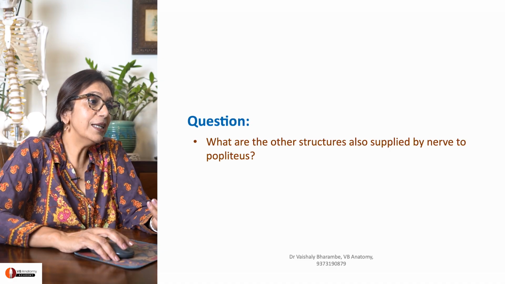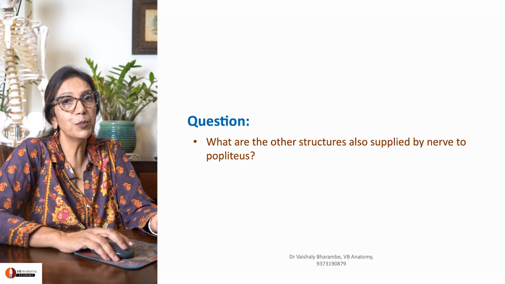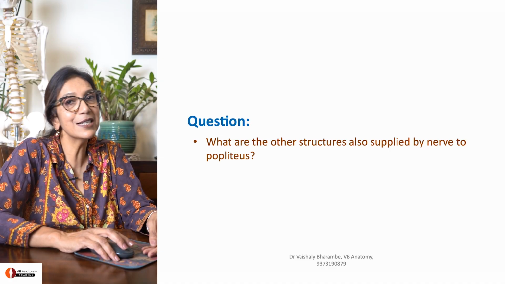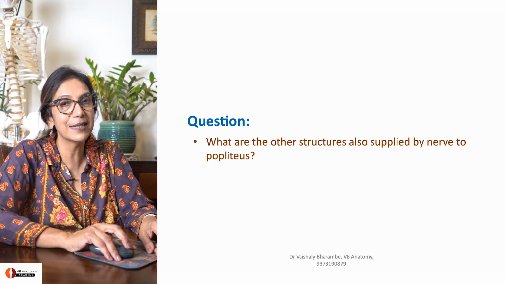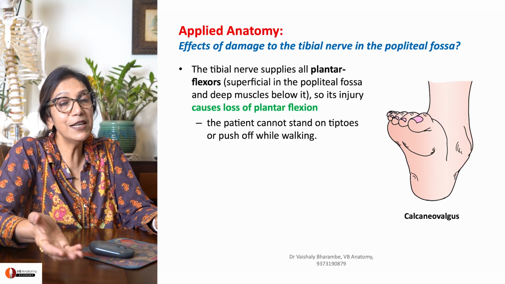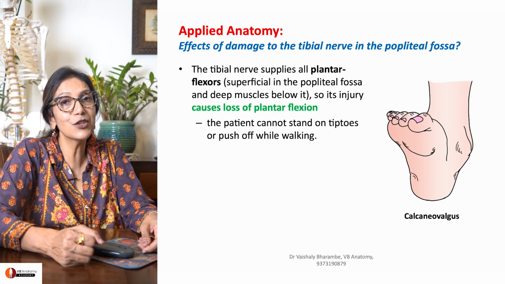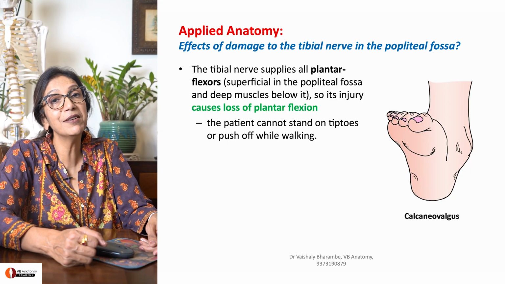Right. So what are the other structures supplied by nerve to popliteus? It's a question asked sometimes to a well-performing student. Explore, find out the answer. Of course, feel free to put the answer in the comment section. I would be thrilled if you found out even one.